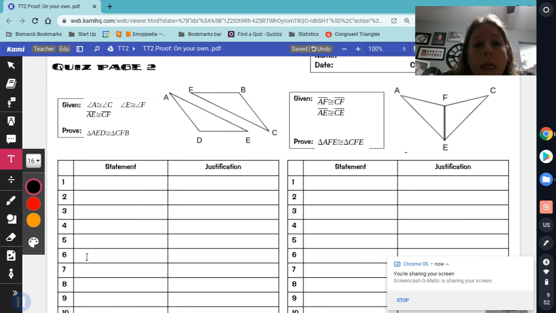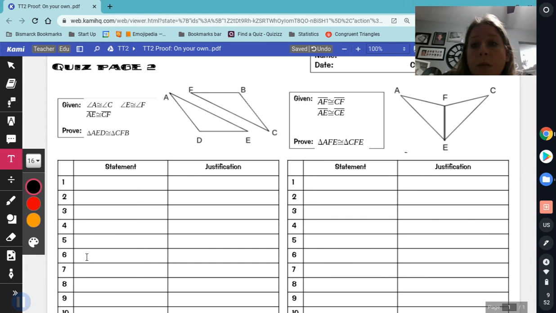Today I want you to work on these two proofs on your own. You should have enough time to complete them before we have the Google Meet today. So do your best, and then if you have any questions, that would be the time that we discuss those. I'll see you in the last 10 minutes of class.